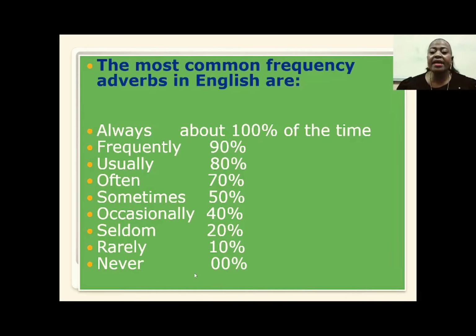Rarely means just 10%. I rarely go to the cinema. It means probably in one month I go just once, or in one year I go just once. And never is 0%. I never go to the cinema. I never go to the market. I never go to wherever you want to go. So if you have this in mind, it's going to help you understand how to use adverbs of frequency.